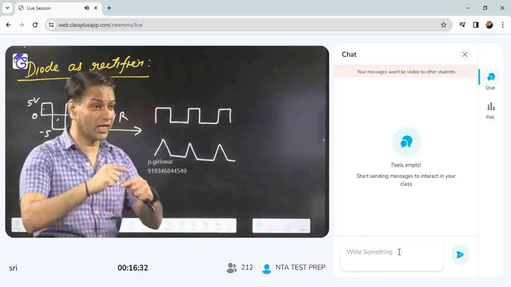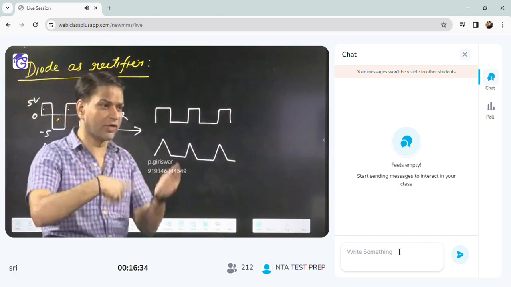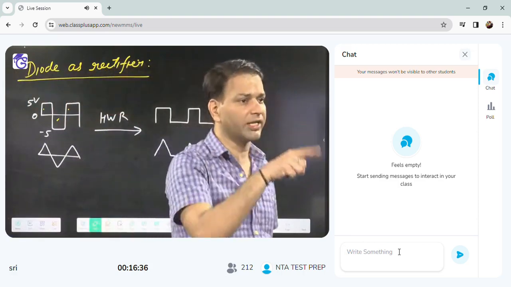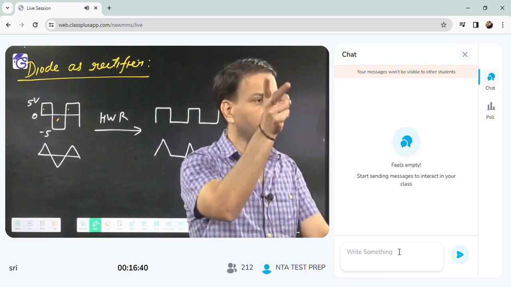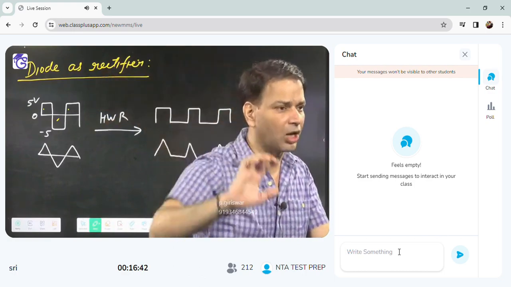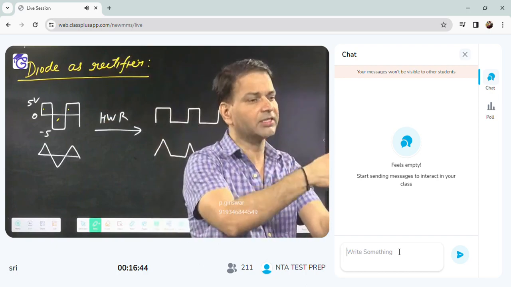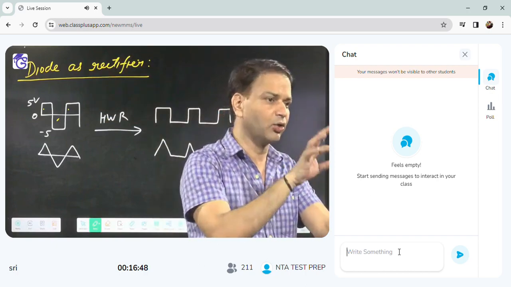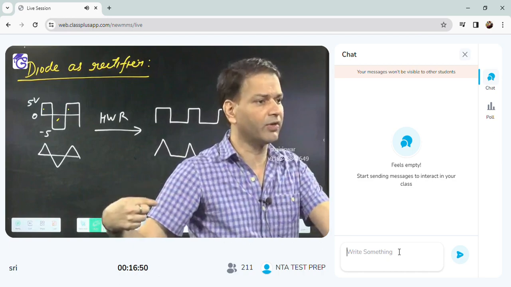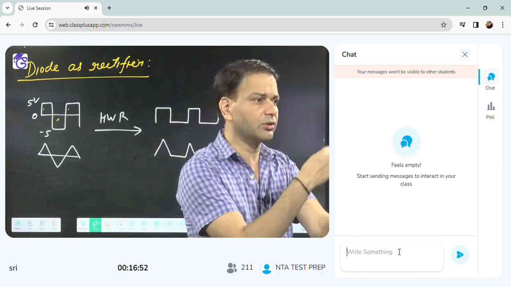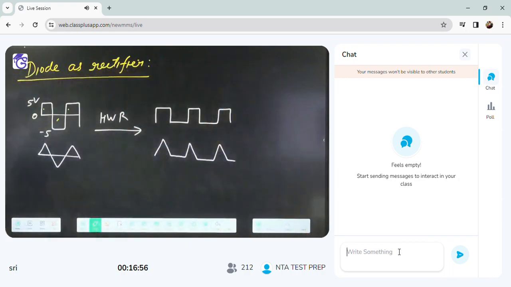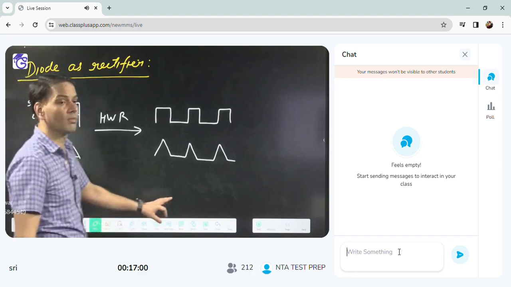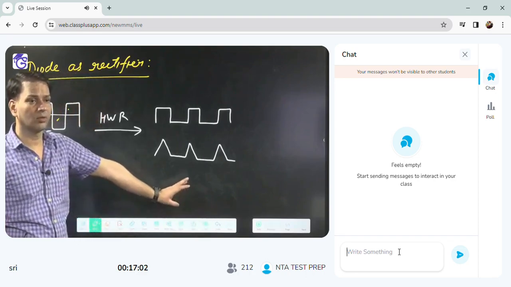If they are saying the diode is reversed, then what will be the output? Then the negative cycle you will get as output. Everybody got this, because for the half wave rectifier I said the positive cycle we will get as output. Now suppose we are reversing the diode. Then what will happen? The output will also get reversed. So if we reverse the diode, then we will get the negative cycle as output. Okay. Understood or not?